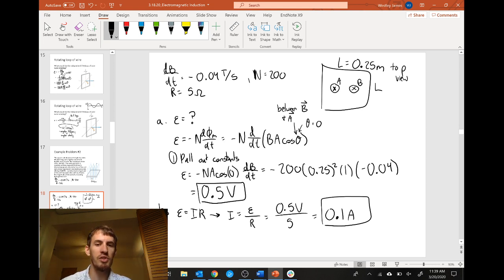Instead of giving it as a two-part problem, I could just say, what is the current circulating in this? And that's where you're going to have to make the connection that, oh, this is going to generate a voltage. I need to calculate that, then divide it by the resistance to get the current. So it's a really easy problem for me to ask that makes you do, again, that two-step problem-solving step.